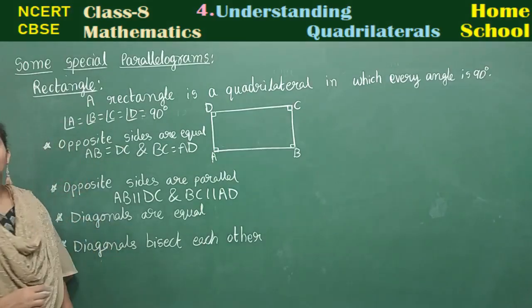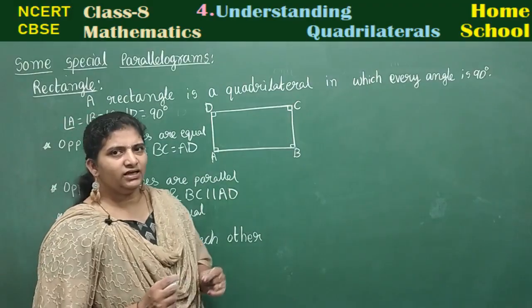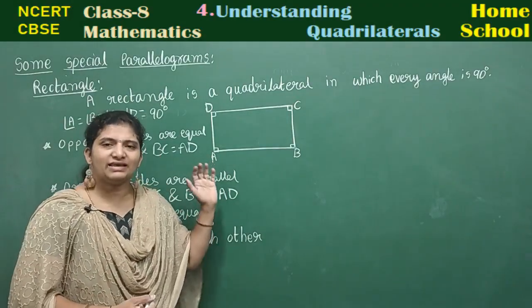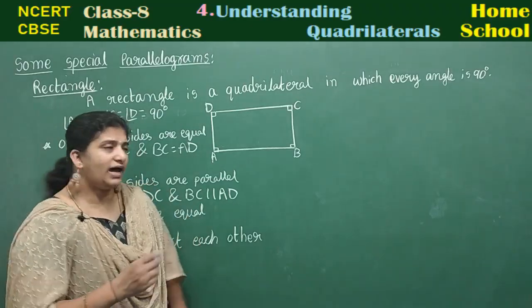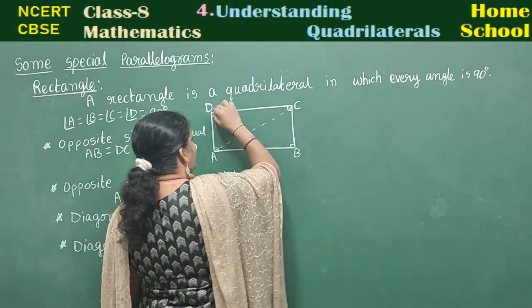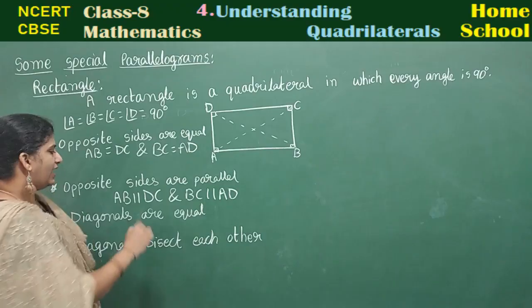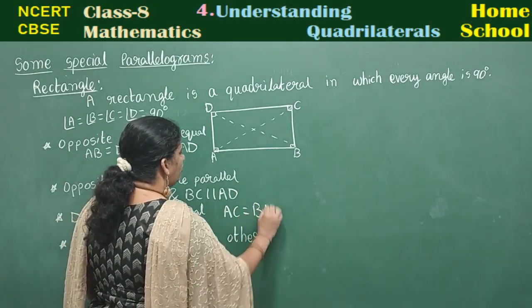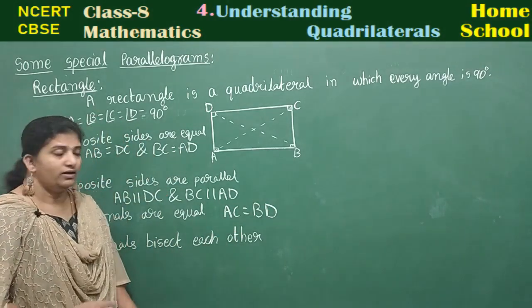Next one. Diagonals are equal. What is this condition, children? Till now we have seen only diagonals bisecting. But in this quadrilateral, we are saying that diagonals are equal. What are the diagonals? AC and BD are the two diagonals. Diagonals equal, AC is equal to BD. The lengths of the two diagonals are equal.